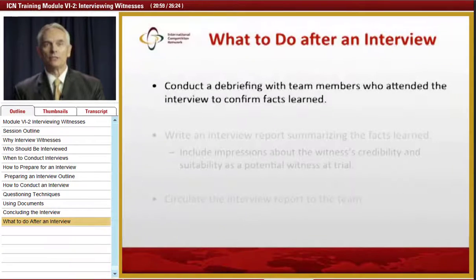Now, what do you do after an interview? There are a number of things you should do after an interview. First, you should conduct a debriefing session with your team members who also attended the interview in order to confirm what you've learned.